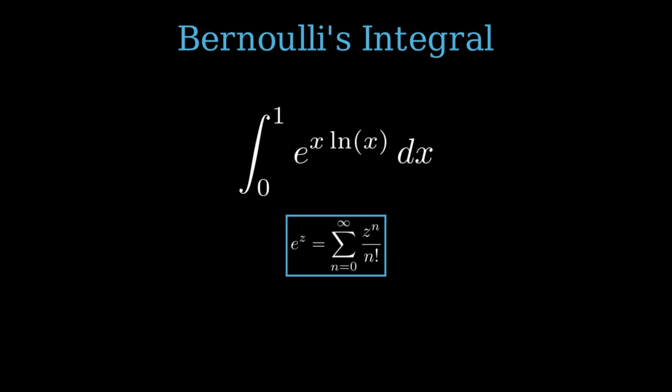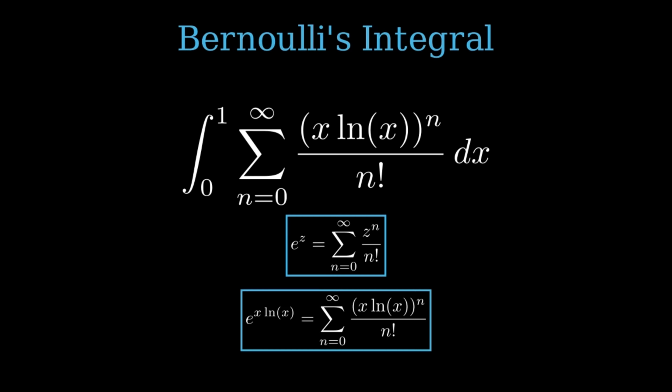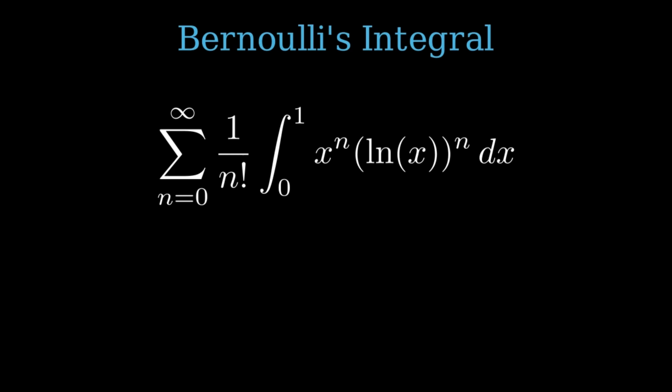Now use the Maclaurin series of e^z and put z equal to x ln x to replace in the integral. And replace the exponential with the series inside the integral. Also switch the order of summation and integration.